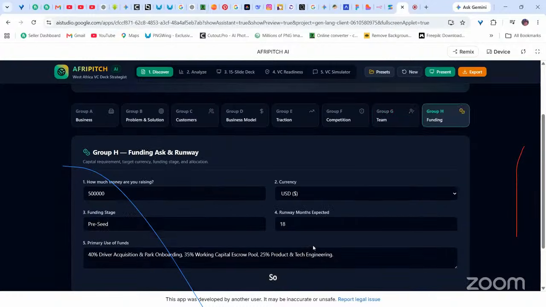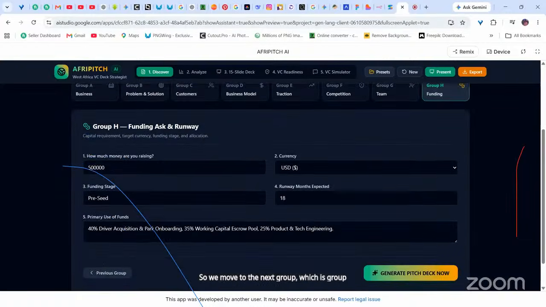So we move to the next group, which is group H, funding ask and runway, which is the capital requirements, target currency, funding stage, and allocation. This tells us how much money you would want to raise, the currency, the funding stage, the runway months expected, and the primary use of funds.